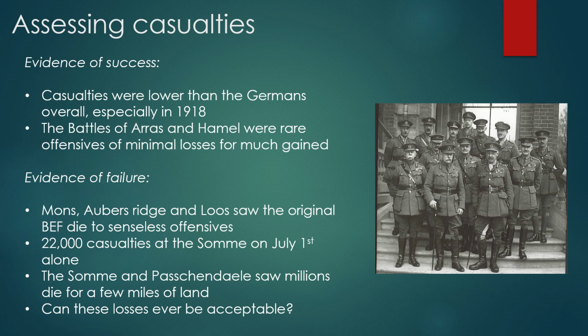But this is a really difficult one to defend, and you'll probably find of your themes, this is the one where there's the most ammunition, pun intended, for there to be evidence of failure. So, of course, obvious ones are Mons in 1914, Aubers Ridge and Loos in 1915. We see the BEF relentlessly sent to their deaths in those campaigns.